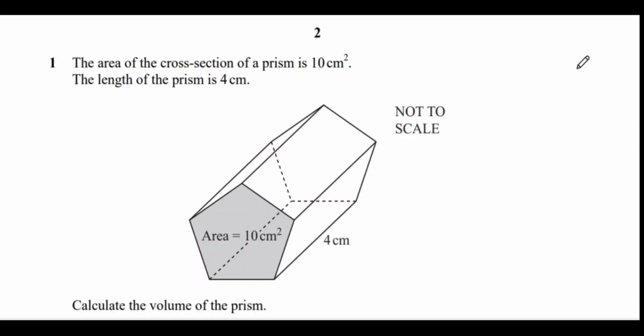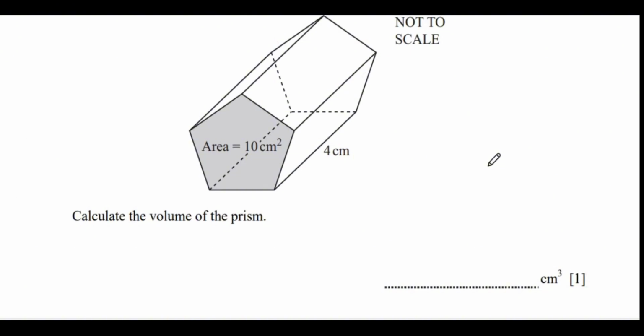Number one, the area of a cross-section of a prism is 10 cm square. The length of the prism is 4 cm. So you are asked to find the volume of the prism. Okay, so we know that in a prism, the volume of a prism is equal to base area times height.